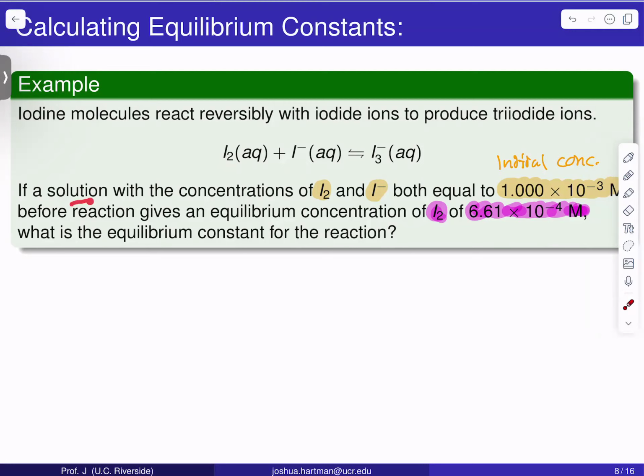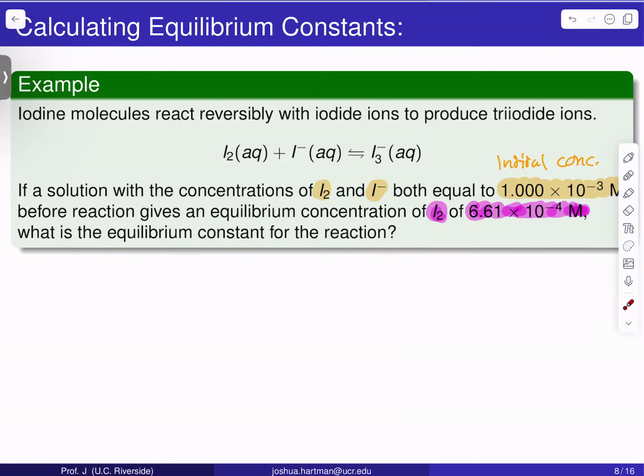If a solution with the concentrations of both reactants equal to 1 times 10 to the minus 3 molar, that's our initial concentration, I'll highlight that orange, before the reaction gives an equilibrium concentration of I2 that's 6.61 times 10 to the minus 4 molar, we want to be able to determine what the equilibrium constant for this reaction is.